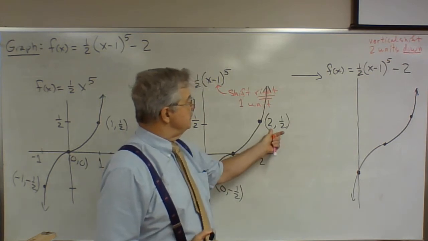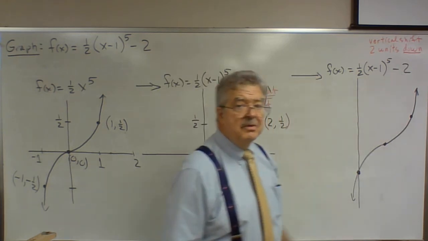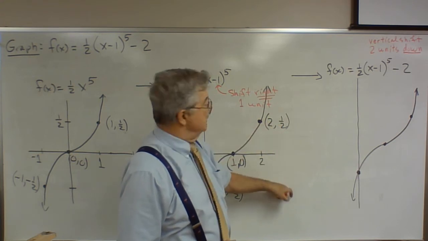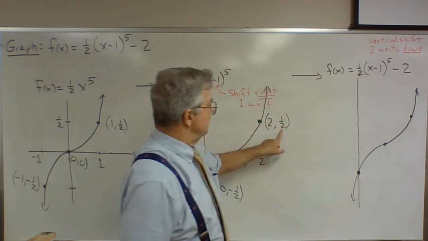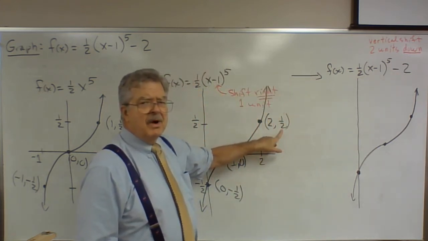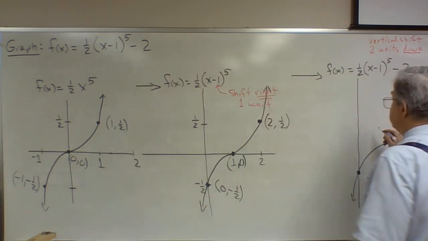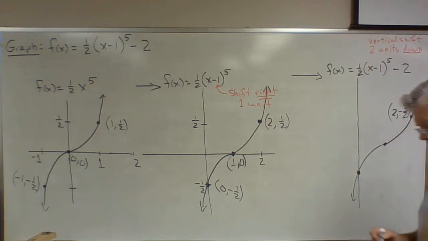This point is x equals 2, y equals 1/2, and we're going down 2 units. So we're going to start at y equals 1/2 and go down 2 units. Or we can think of this as subtracting 2 from the y coordinate. 1/2 minus 2 is -3/2. So this point is (2, -3/2). Son of a gun. That's way below the x-axis, isn't it? Well, that's okay.